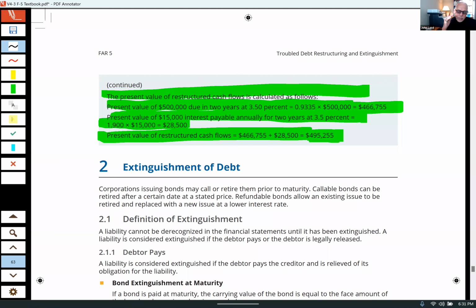And all that's happening with the extinguishment of the debt. I'm a company that issued bonds, and those bonds are sitting out there. And I want to call the bonds. I have cash available.